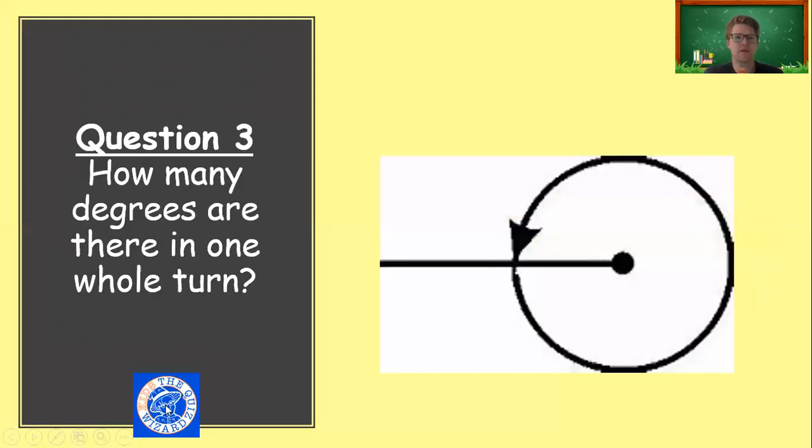Question 3 is a maths question. How many degrees are there in one whole turn? If we look at this picture, we start and we go all the way around. How many degrees would that be? I say it's a maths question. It could also be a computing question because you think about different types of turn when you're writing algorithms too.